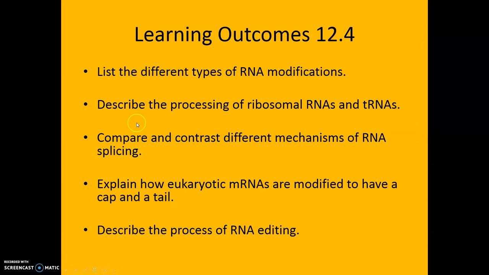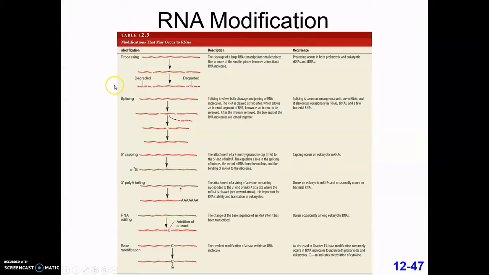So by the end of this lesson, you should be able to describe the processing of ribosomal and transfer RNAs. Compare and contrast the different mechanisms of splicing. Explain how eukaryotic messenger RNAs are modified to have a cap and a tail, and what the purpose of those are. And also describe the process of RNA editing. So again, we have our full list here, and we'll just start diving in and take these on one at a time.